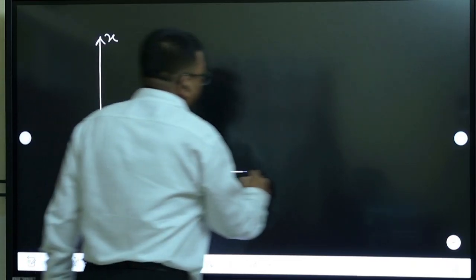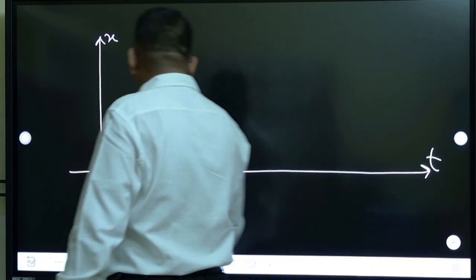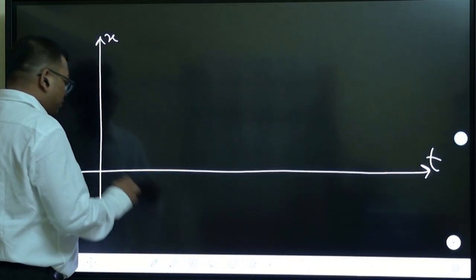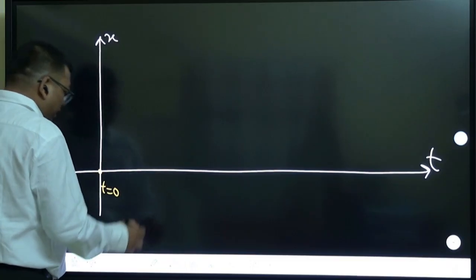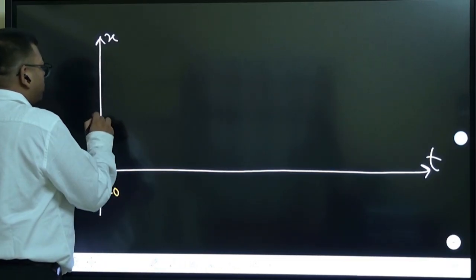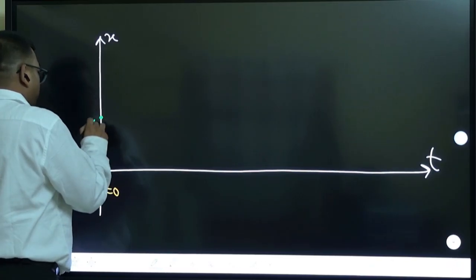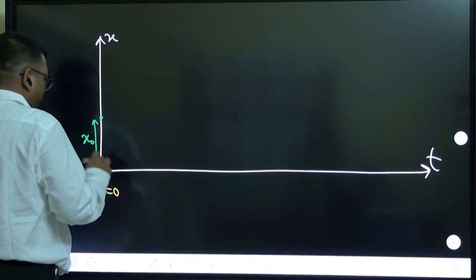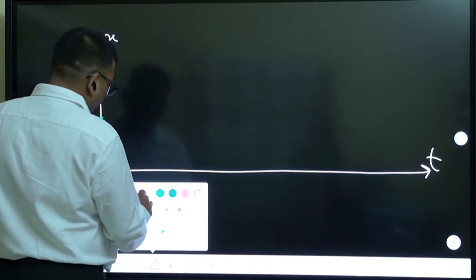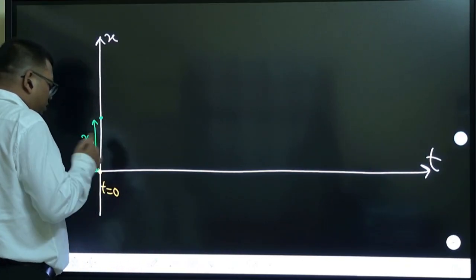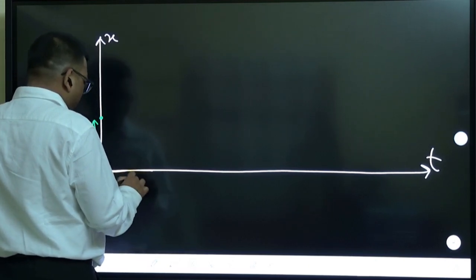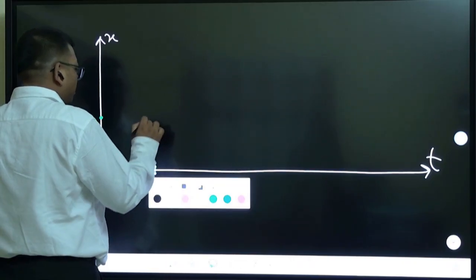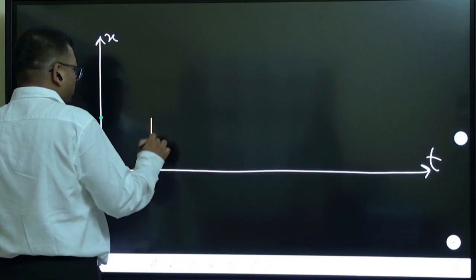Suppose I am going to draw a position-time graph, xt graph. Let us consider that at time 0, the hare is here. And at time 0, the tortoise has already moved ahead. So this is the distance x naught, right? The tortoise is already x naught distance ahead. So the hare wants to cover up this distance. To cover it, he is traveling for a time of t1, right?